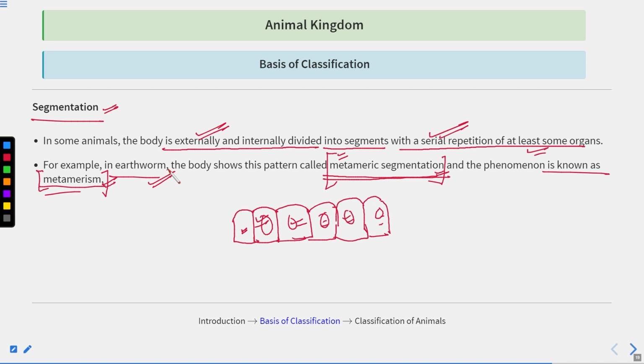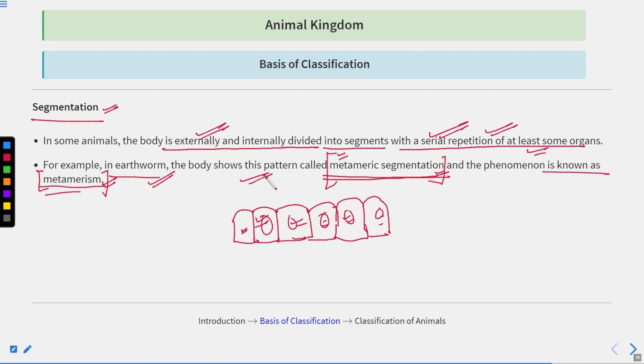Now, there is a repetition of one or two organs in this segment. In the case of earthworm, you see the excretory organ, that is nephridia, in these segments. As it is written here, there is a serial repetition of at least one or some organs. So this earthworm shows the body pattern that is called metameric segmentation.